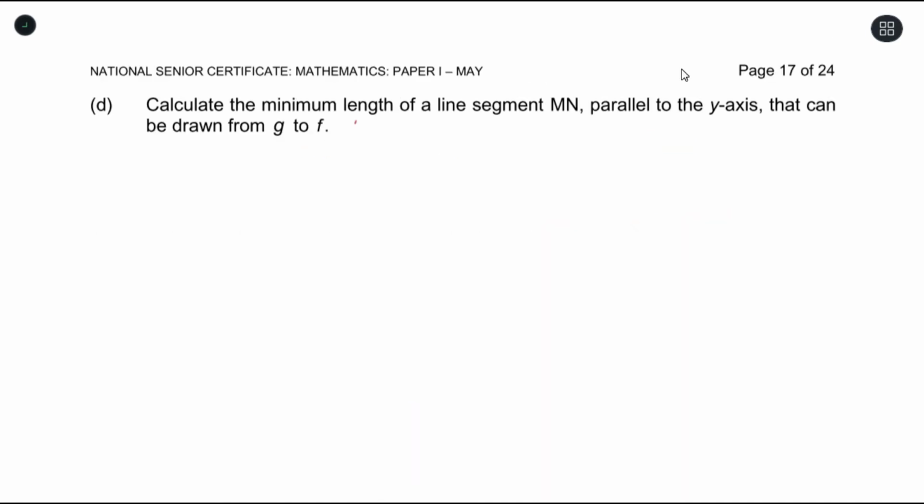That's it. So D says calculate the minimum length of a line segment MN parallel to the y-axis that can be drawn from G to F. Okay. Now, the reason why they use the phrase parallel to the y-axis is that this line segment MN is a vertical line. That is because the y-axis is a vertical line, so any line parallel to a vertical line is also a vertical line.